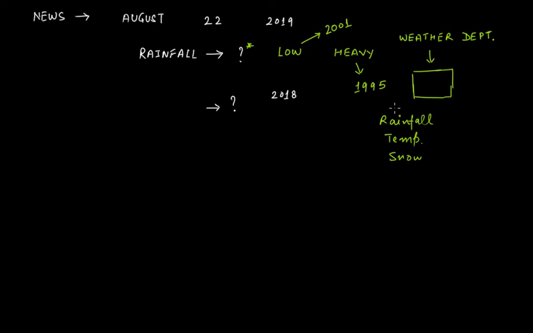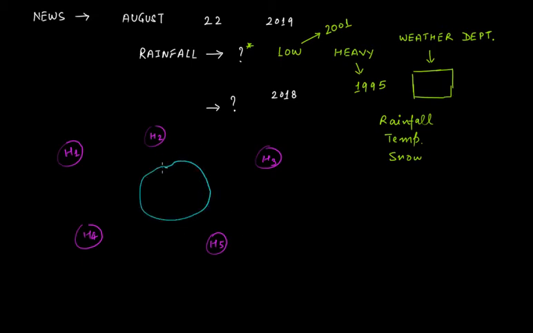Let's take one more example so that you can understand the importance of data handling, and that's not a very basic one. Let's say these are some hospitals of any city: hospital 1, hospital 2, hospital 3, hospital 4, and hospital 5, and in the center is a central office.